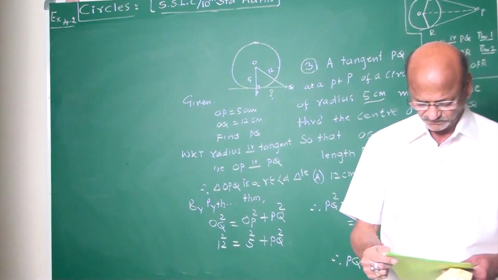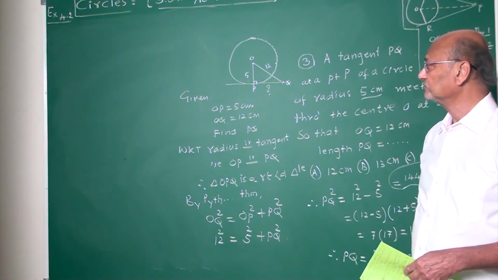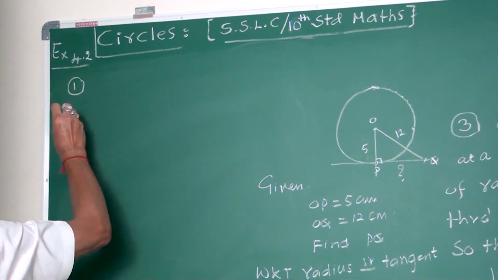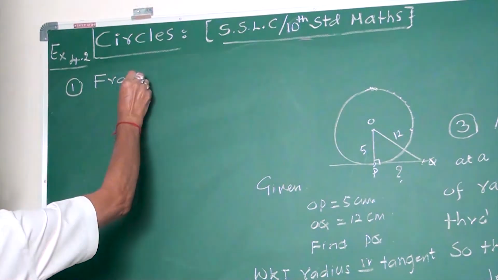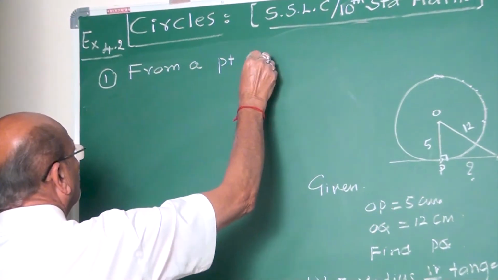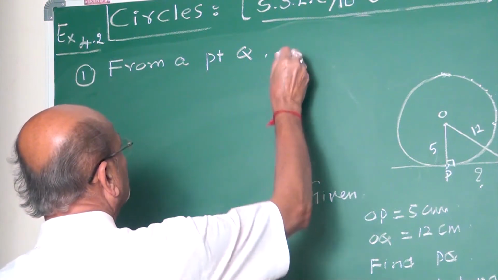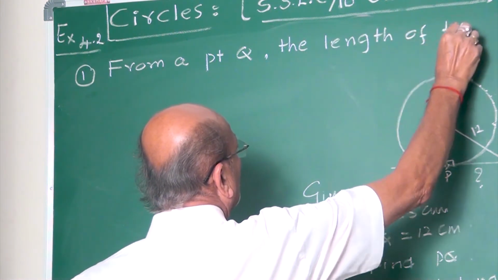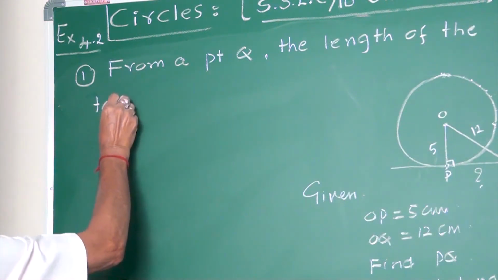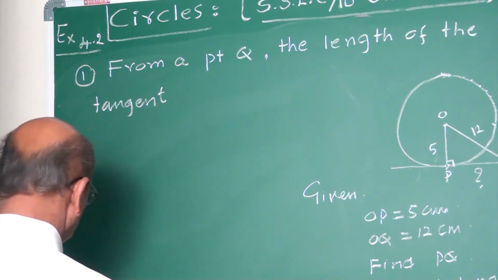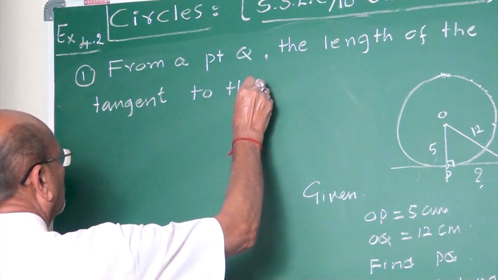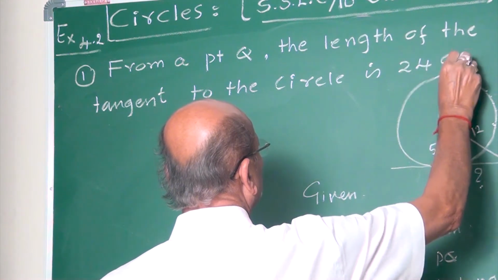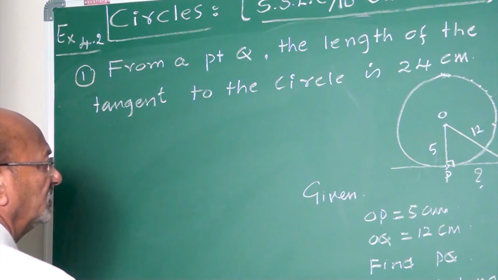First example. Yes. The first example is, from Exercise 4.2: from a point Q, the length of the tangent to the circle is 24 centimeter, and the distance Q, now I will remove it.